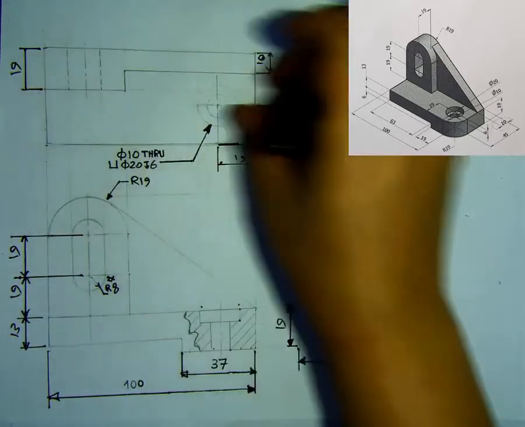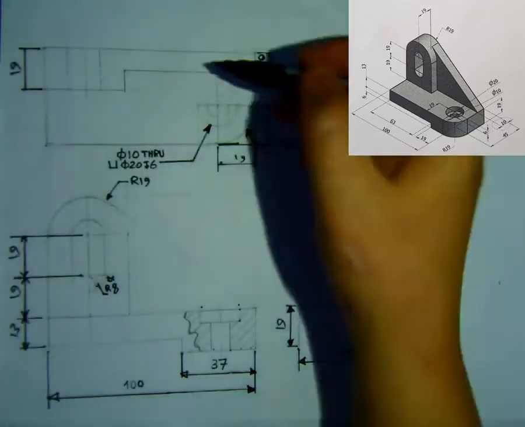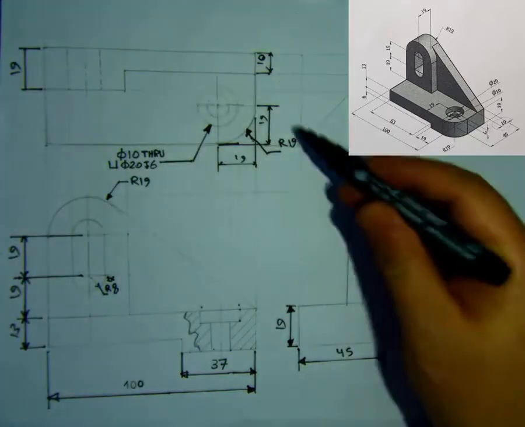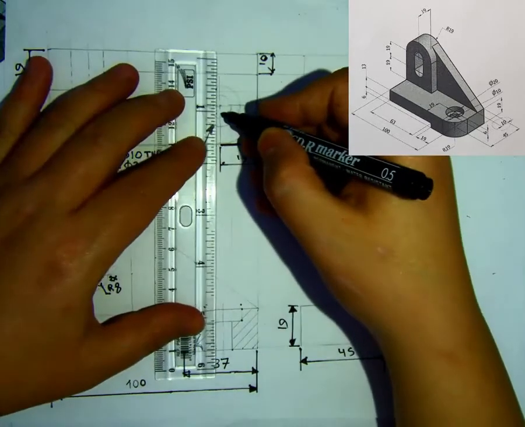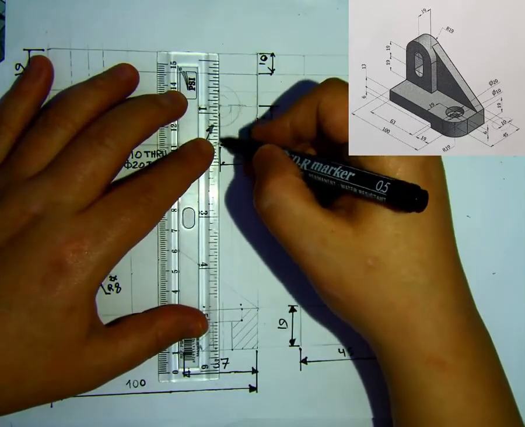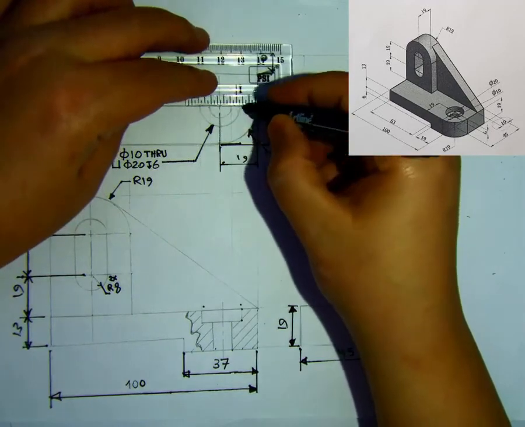Can you see? It's moved from here, it moved down. You cannot repeat dimensions. This one, 10, is not mentioned here because I already mentioned it. This is the center of the part. By the way, you have to use the extension line until the center, like this.